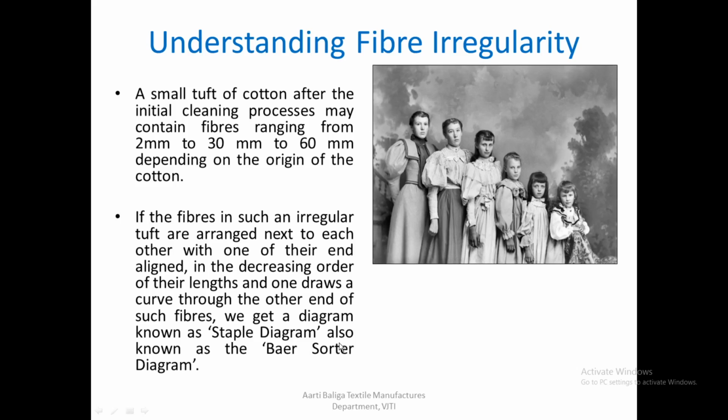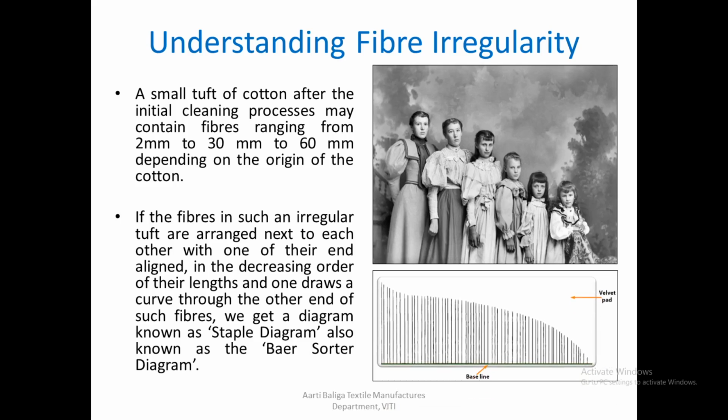So let us just take a look. This is how it will look. If I take all the fibers and arrange them in their decreasing order of lengths, keeping one of their ends aligned next to each other, then what I would get is this staple diagram. If I were to draw a line through the other end of the fibers, I will get this kind of a graph. So this is basically known as a Beer-Sutter diagram, also called a staple diagram.